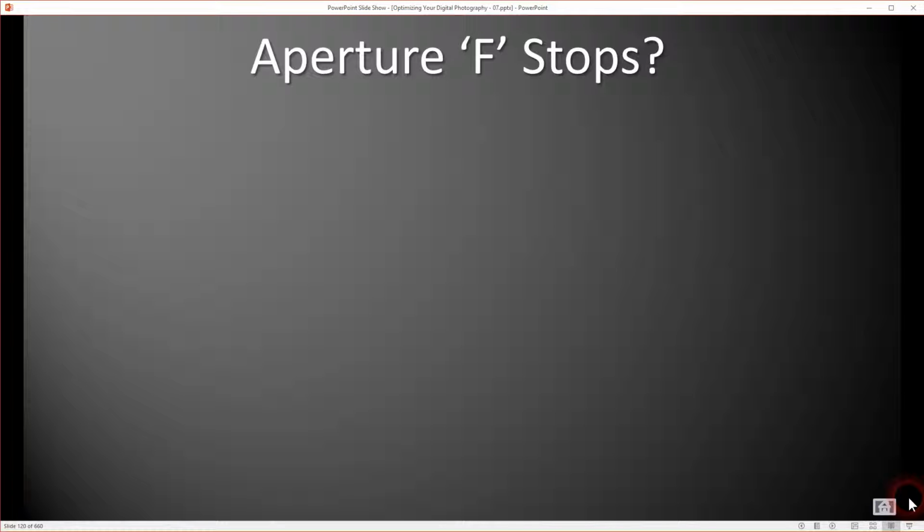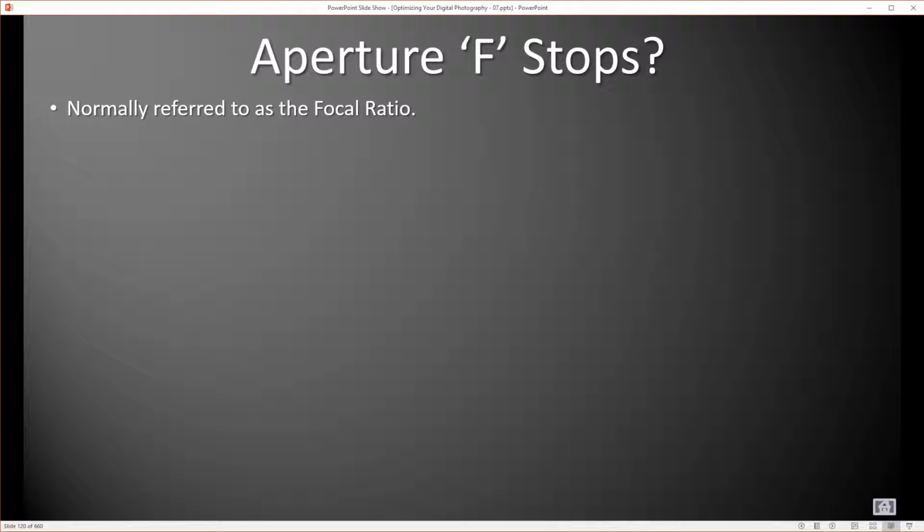Again, continuing on with our theme of lenses, we're going to look at aperture and f-stops. Now, it's been my experience that this is one of the most difficult concepts for novices to get their head around, so hopefully my own way of illustrating this will help you in that regard.